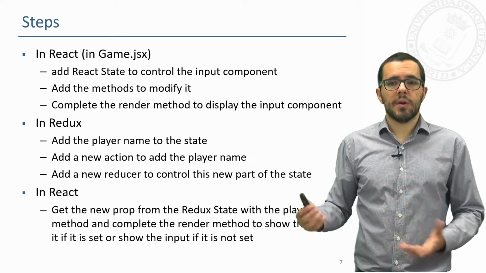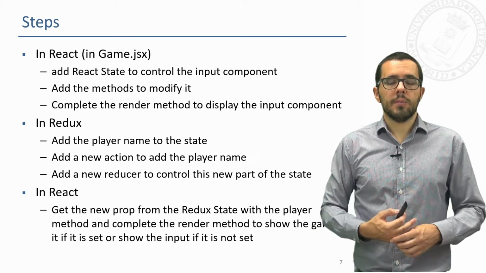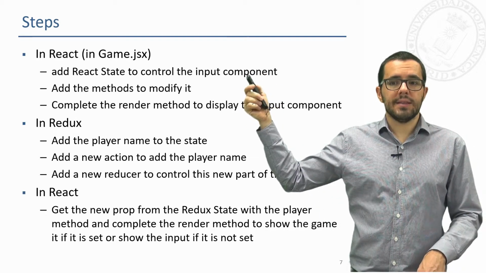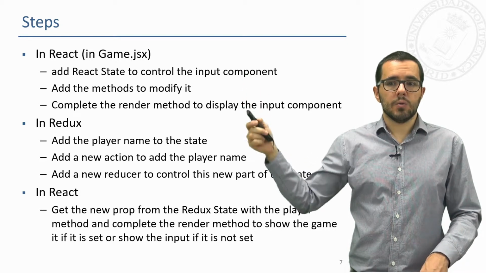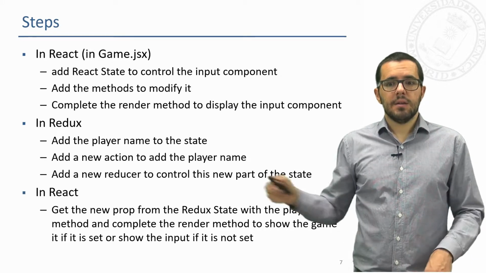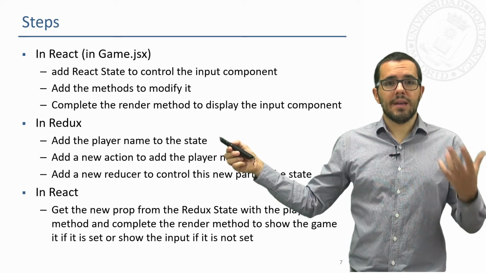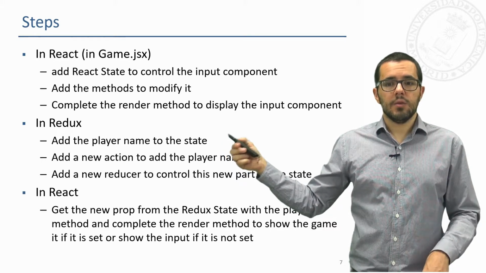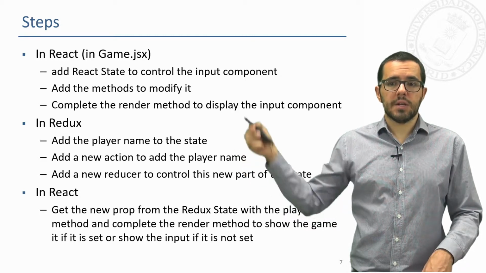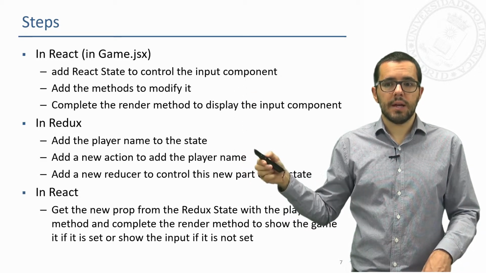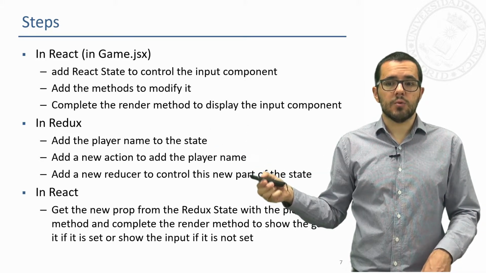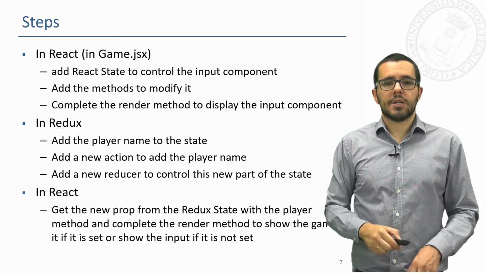So what are the steps to implement this functionality? Well, in the first place, in React, we have to create this input component, add it into the render to display it, and add these methods that we saw. Then in Redux, we will have to increment the state to add the player name. We will add a new action that will be dispatched from this form in React, and a reducer, because we have a new part of the state to save and to consider this action.